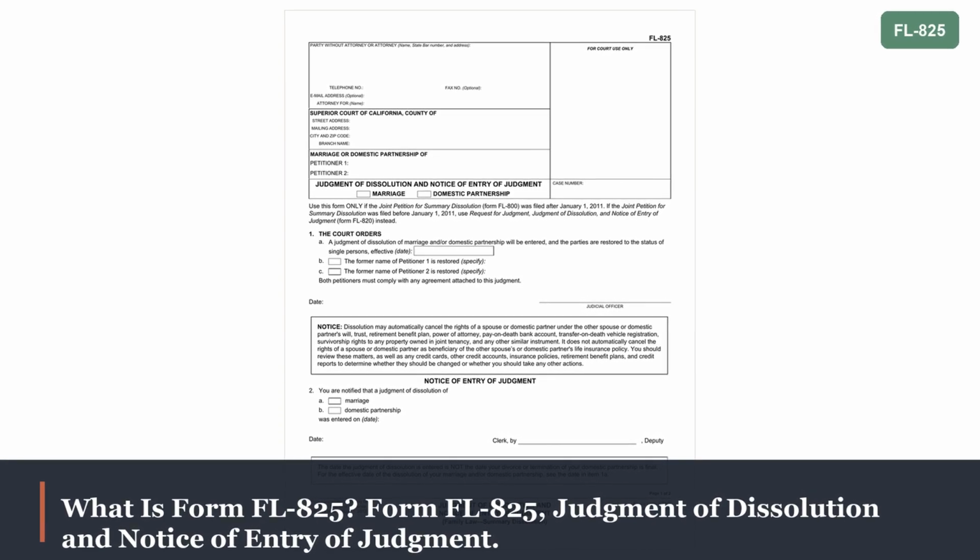Form FL-825, Judgment of Dissolution and Notice of Entry of Judgment, is the California Judicial Council form that states the court's decision to end a marriage or domestic partnership through the summary dissolution procedure. It documents the date you become single again and tells both of you to comply with the property settlement agreement attached to the case. FL-825 covers both marriage and domestic partnership dissolutions, and it has separate checkboxes to indicate which one applies. It replaced the older FL-820 form for cases filed on or after January 1, 2011.